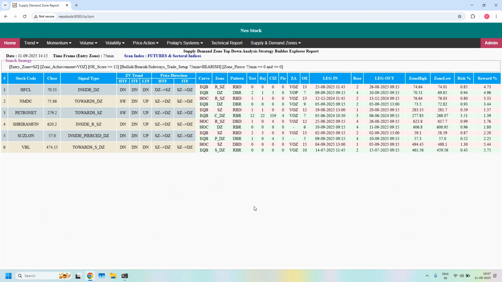So we got 6 stocks. Bearish trade setup for weekly income trade. Entry time frame zones are 75 minute supply zones. Let's find high probability zones in this list.